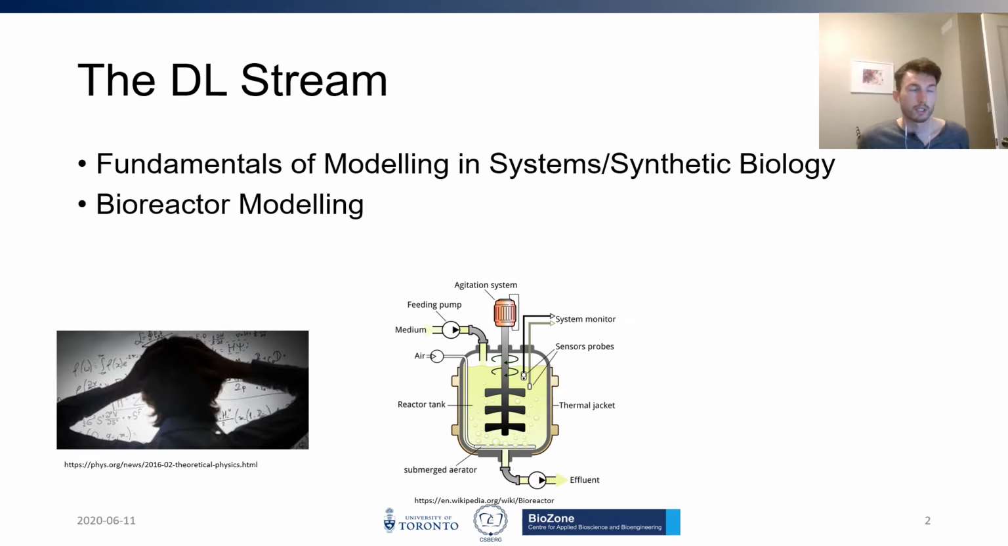And the second focus is bioreactor modeling, which is going to be the focus of Kavya's content. This will look at some case studies and specific applications that have occurred in real life of synthetic biology solutions at scale in bioreactors, as well as some foundations of actually modeling bioreactors, including mass energy balance.